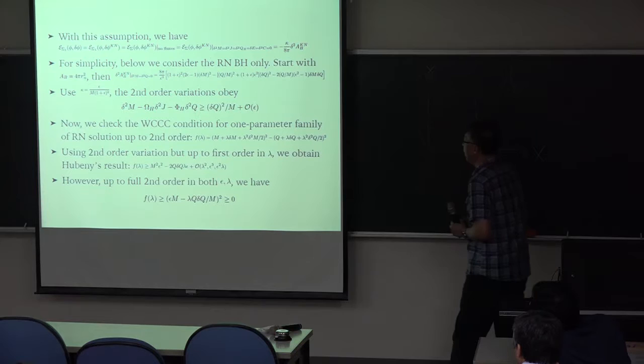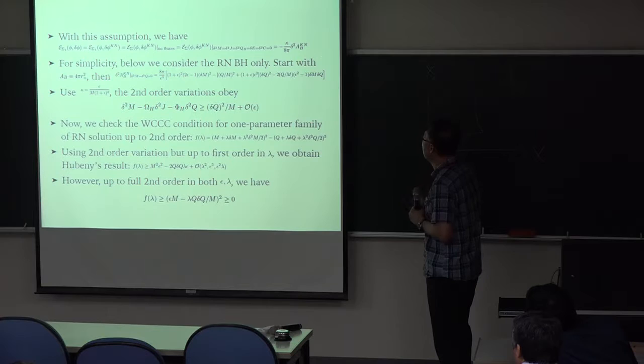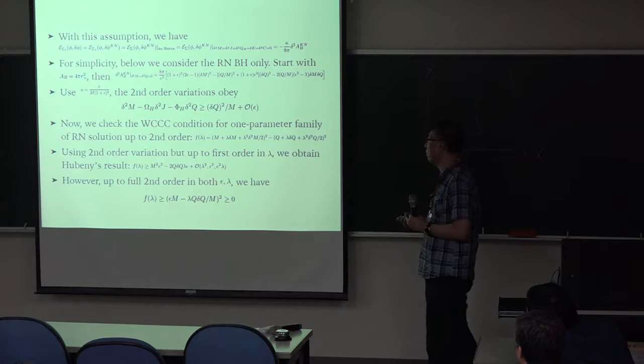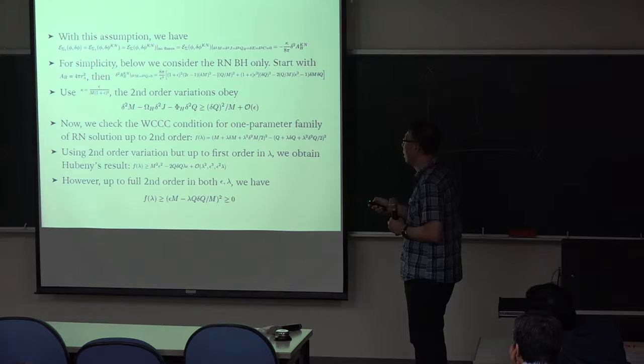So at the end of the day, this term is simply equal to the second order variation of the area. So I simply need to calculate the second order variation of the area associated with the Kerr-Newman black hole. For the below, I will only consider the Reissner-Nordström black hole, because otherwise the expression is more tedious. For the charged black hole only, the area is just 4 pi times r plus squared.